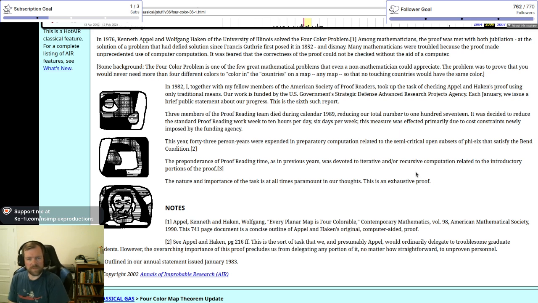The preponderance of proofreading time, as in previous years, was devoted to iterative and/or recursive computation related to the introductory portions of the proof, outlined in our annual statement released January 1983. The nature and importance of the task at all times is paramount in our thoughts. This is an exhaustive proof.